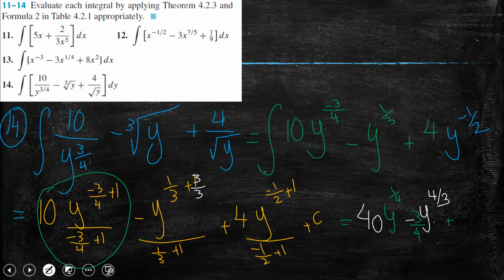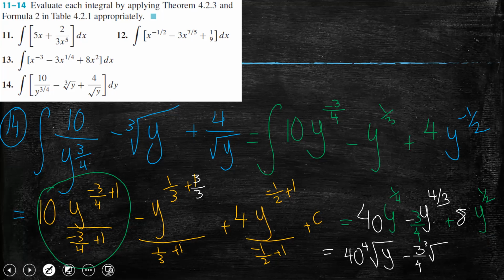Plus 4y, negative half plus 1 is half, over half. 4 divided by half means 4 multiplied by 2, so it is 8. Then let's simplify it again. It comes like 40 fourth root of y, minus 3 over 4 cubic root of y to the power 4, plus 8 square root of y, plus c.